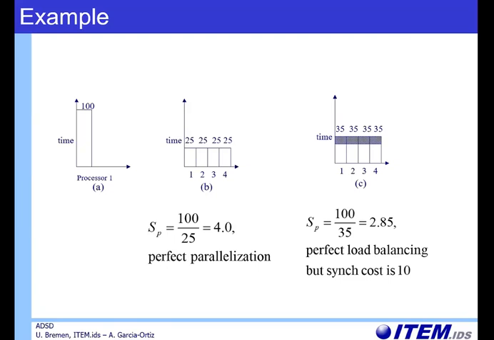Now, if we assume that there is an overhead because of the exchange of data, synchronization, and so on, so that instead of 25 units of time, actually every processor needs 35 units of time, we have, let's say, a bottleneck of 10 units of time, then what you observe is that the real speed up is 2.85. So we move from 4, great, to less than 3. Yeah, we are faster, but not as fast as we wanted.